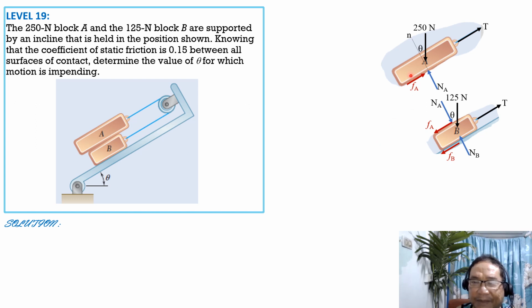So for FBD A, summation of forces normal equals 0, NA equals 250 cosine of theta. Then summation of forces tangential: FA plus tension equals 250 sine theta. FA plus tension equals 250 sine of theta.